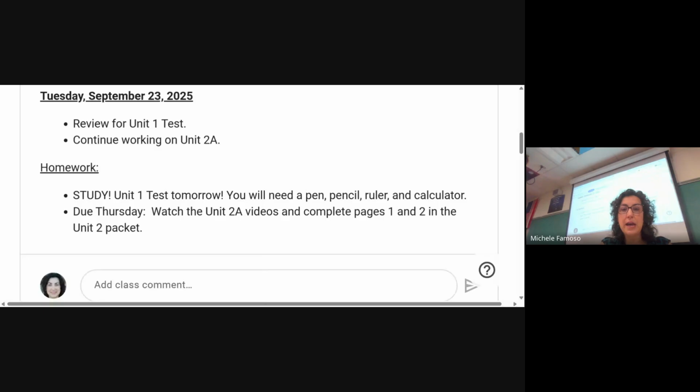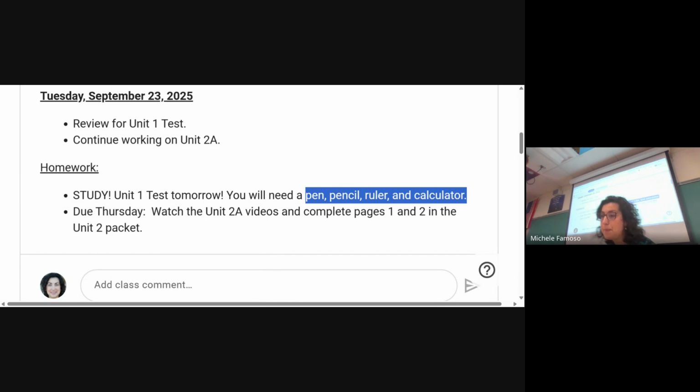By the way, actually, let me go back. For tomorrow's test, these are the items you need to bring with you. Make sure you have your own stuff. You need a pen. I mentioned on the first day of school, the only reason you need a pen in this class is for a test. So tomorrow you need a pen because you're taking a test.